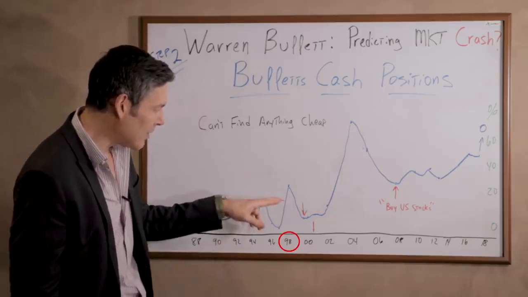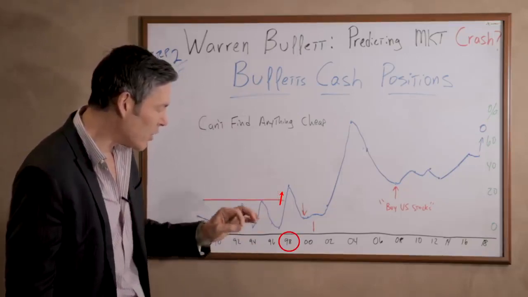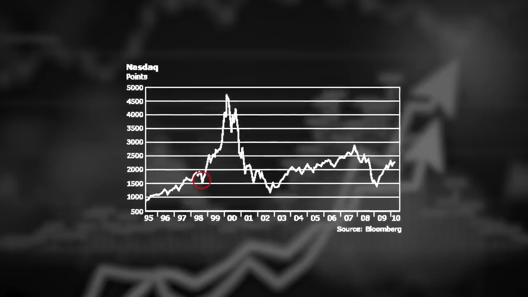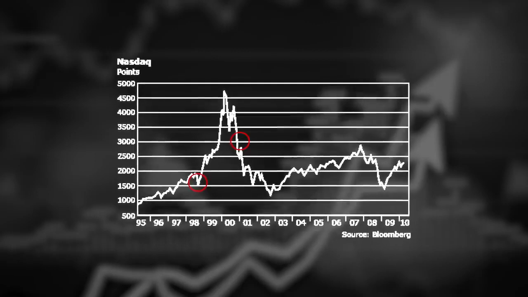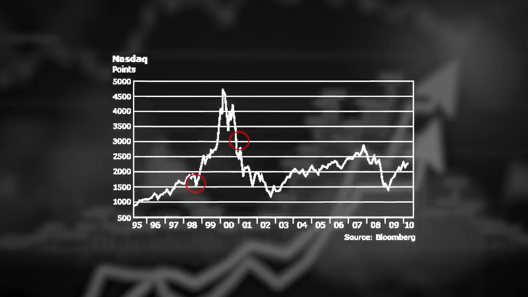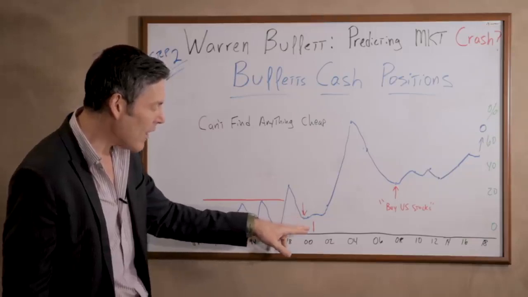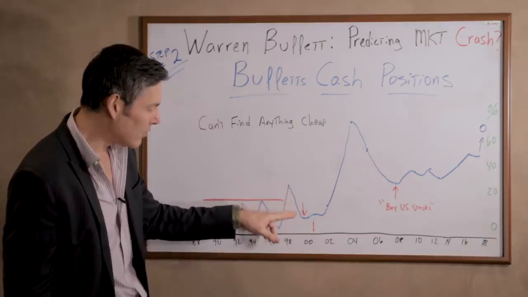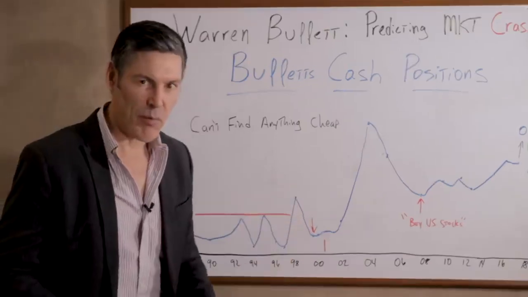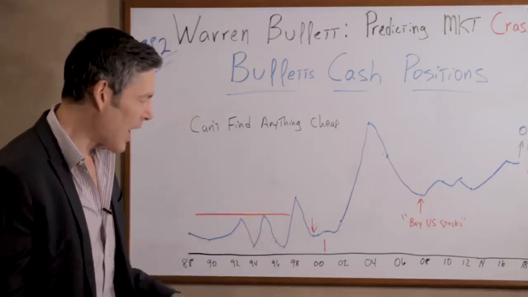But in 98, he starts increasing his cash positions. That was when the NASDAQ bubble really started to get going. And of course, that bubble burst right around 2001. What's interesting is Buffett's cash position prior to the crash went down substantially. And you may say, well, boy, maybe Warren Buffett's not that smart. Maybe he should have stayed in cash.